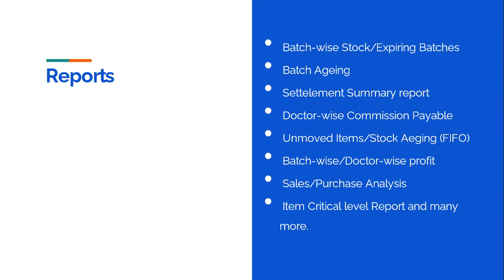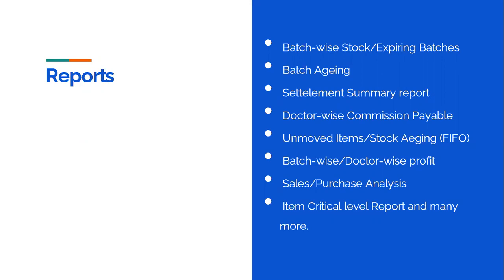These are the reports that come with the software. The major reports are batch-wise stock and expiring batches. This is a very important report. Batch aging report: for 0 to 30 days, how much stock is there; for 30 to 60 days aging, how much stock will be there. So this type of aging-related batch report comes with the software.